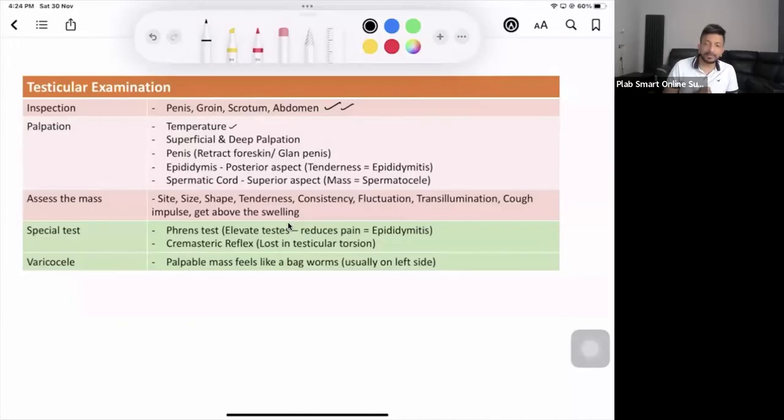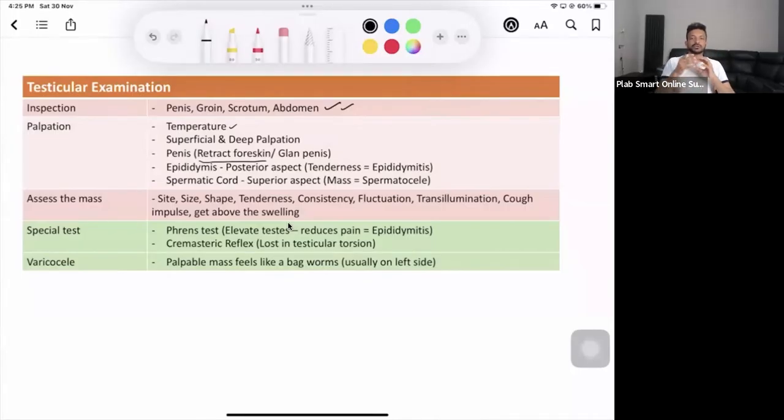Then it comes to the temperature. In temperature, you compare the temperature of the testicles with the thighs. You compare the temperature of the testicles from the front side to the thighs. You compare the temperature of the back of the testicle with the thighs as well. And if the mannequin has foreskin, you will retract the foreskin as well.